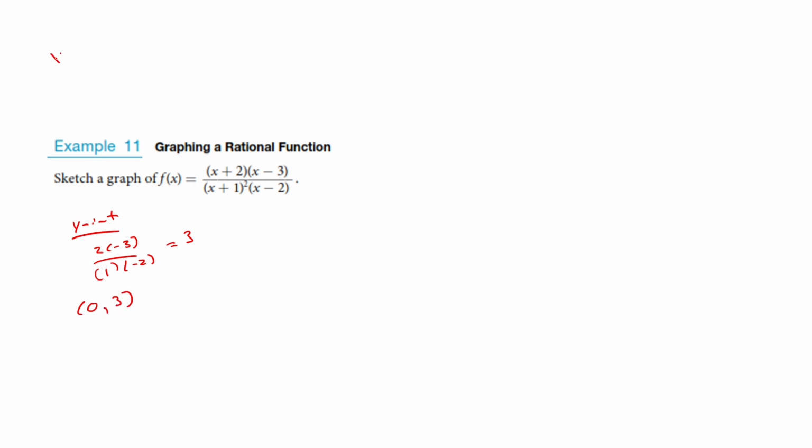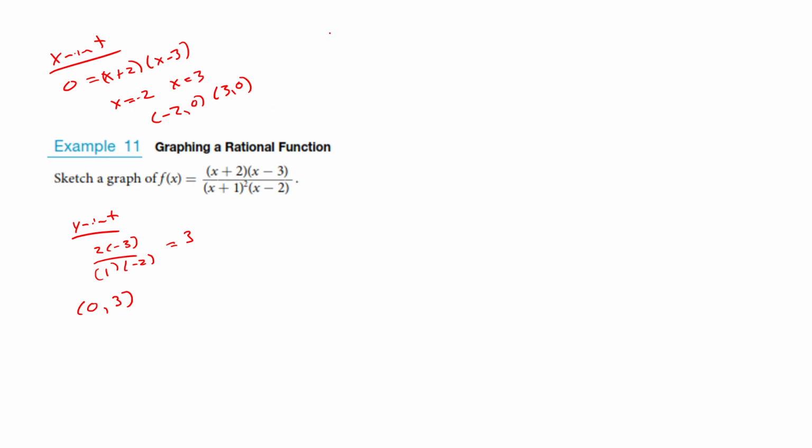Now, I'm sorry this is all over the place. I just don't have a lot of space. Let's do the x-intercept. That's going to be just this top. We're going to get x is -2 and x is 3. Those are the points, -2 and 3. So I have my x-intercepts and my y-intercepts.